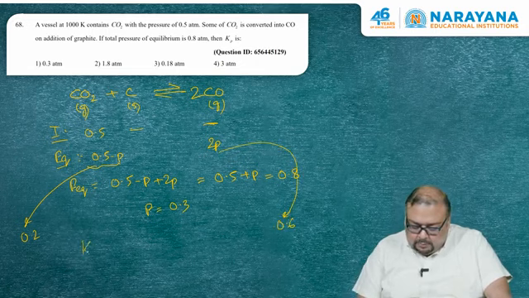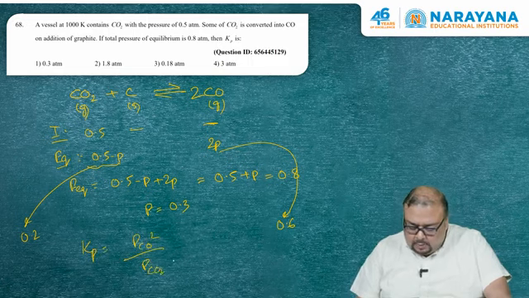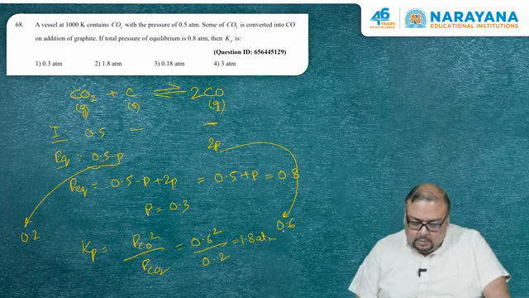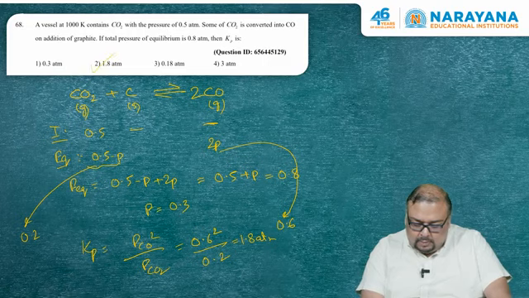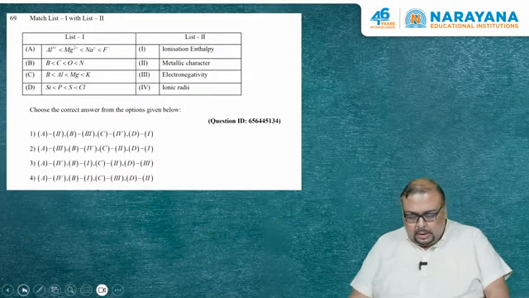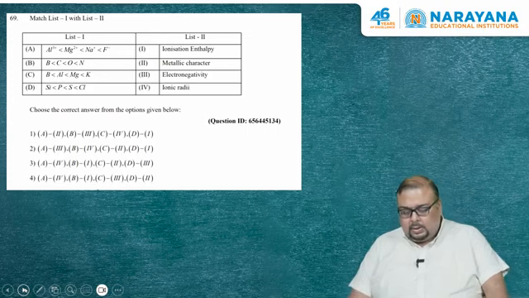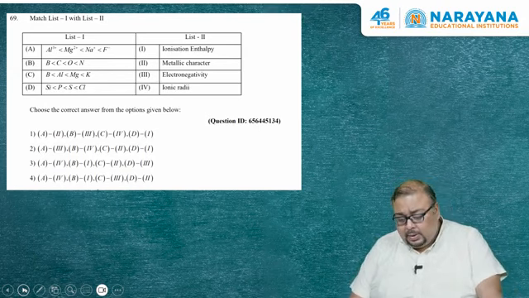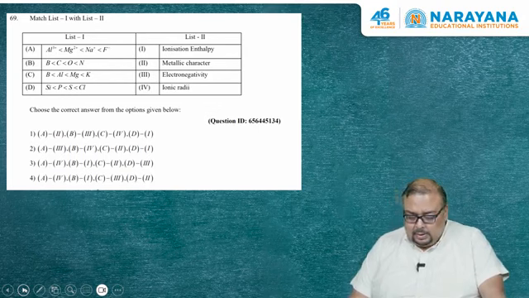So Kp will be equal to pressure of CO squared by pressure of CO2, 0.6 squared by 0.2. So this will be equal to 1.8 atm. So the correct option will be option 2. So 69 is a match the following question. List 1 and list 2: list 1 is given as some sequence, and list 2 is having the properties. Now Al3+, Mg2+, Na+ and F- in an increasing order.